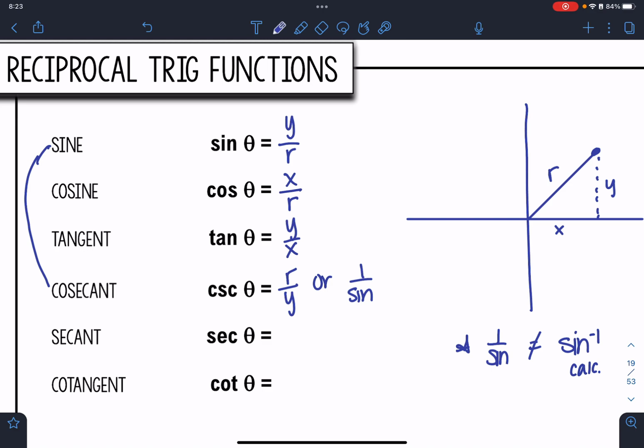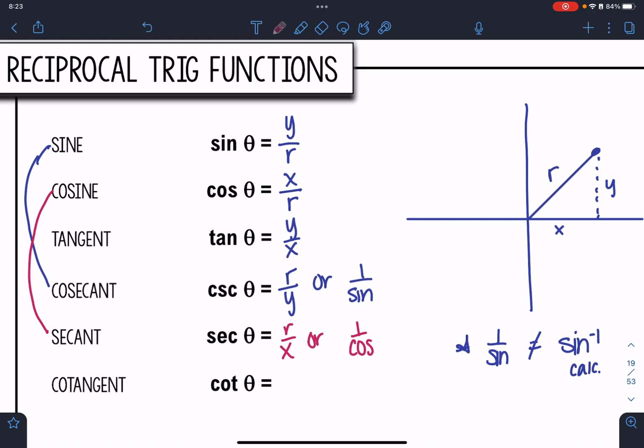So then secant is going to be the inverse of cosine, okay? And I remember that because sine and cosecant, S and C, and then same with cosine and secant, C and S. So the S's don't go together and the C's don't go together. You would think that they would, but they don't. So it's a little bit different there. So this is r over x. We can say, or that's 1 over cosine. Okay, so the reciprocal there.